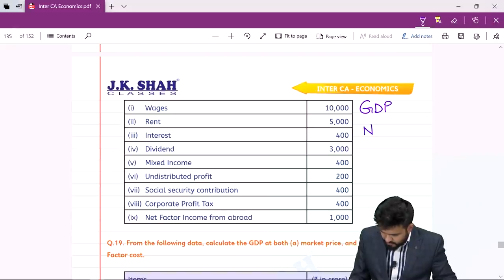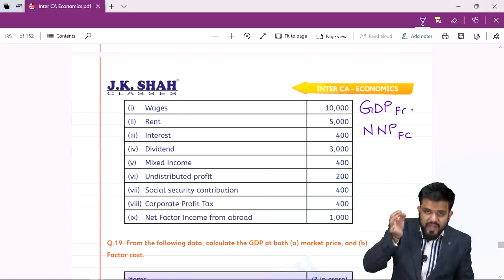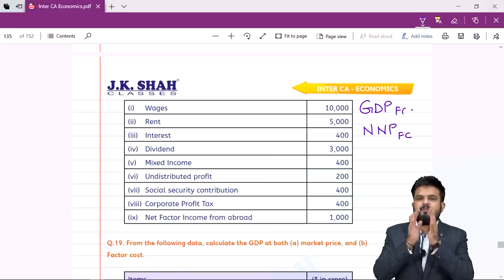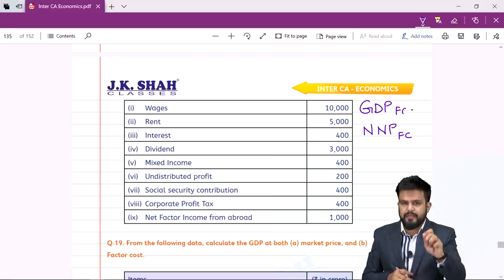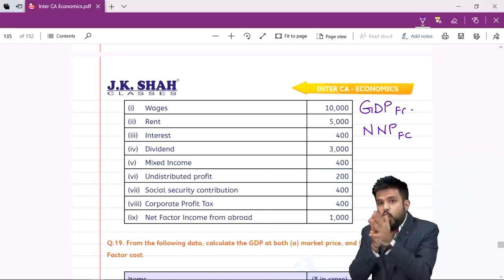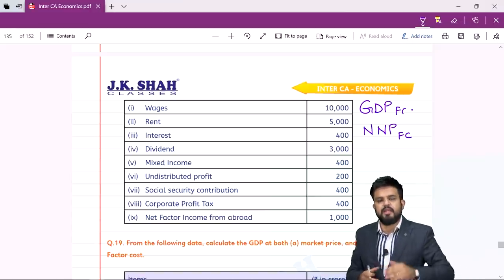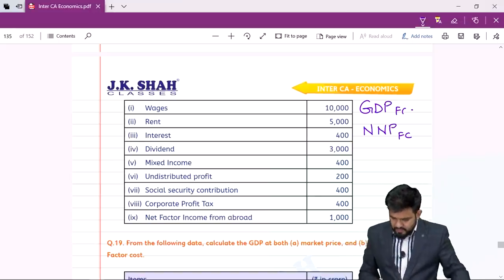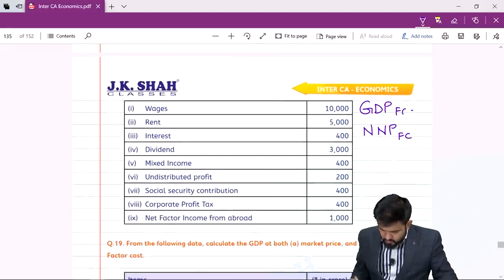and then we have to calculate NNP factor cost. Now please understand, whenever we talk about the income method, it is already factor cost, and it is already net. If they tell you to go to gross, then add depreciation, otherwise it is already net. So your depreciation is not given, no worries. So what will you do?